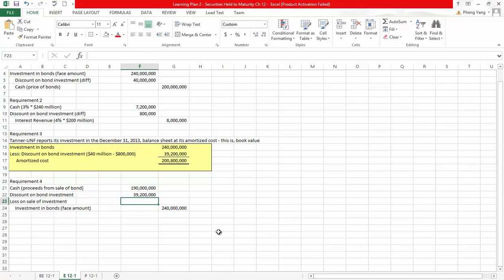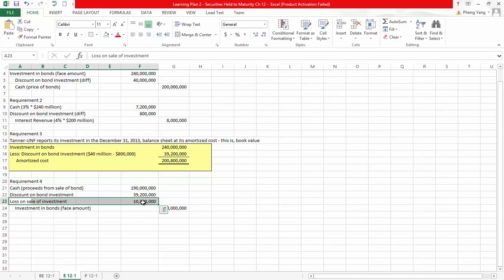And it will be then, I'm going to do a formula here, but you don't have to do a formula. You can do this on a calculator and put it in. Okay, and I should have done it this way. It would be subtract. There we go. Okay. So our loss on this investment in the bonds is $10,800,000 because we decided to sell it on January 2nd for $190 million.